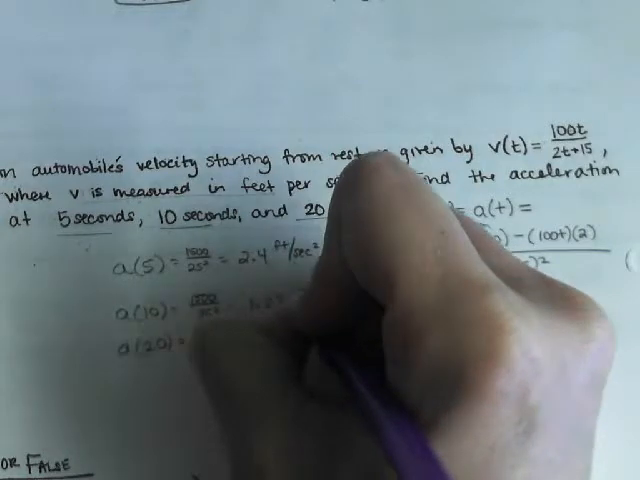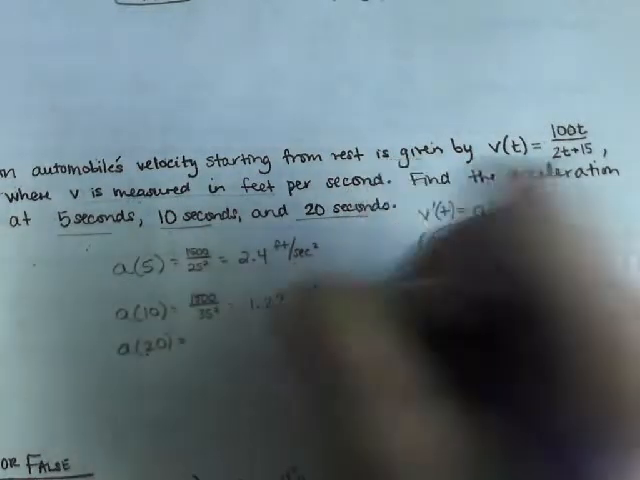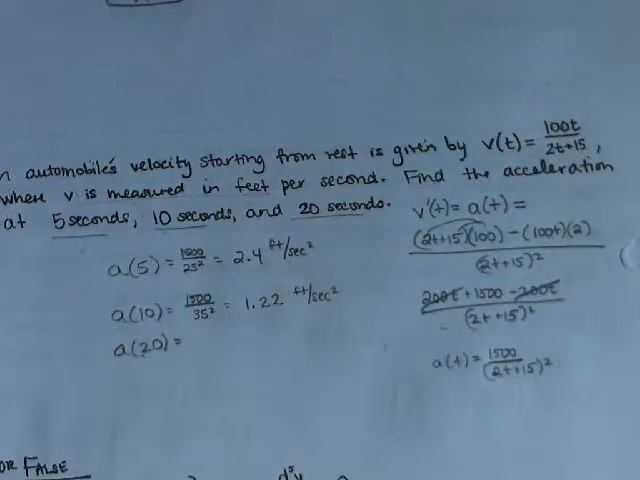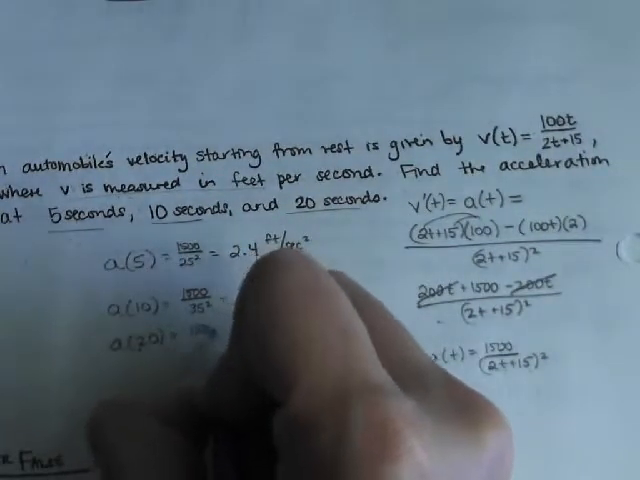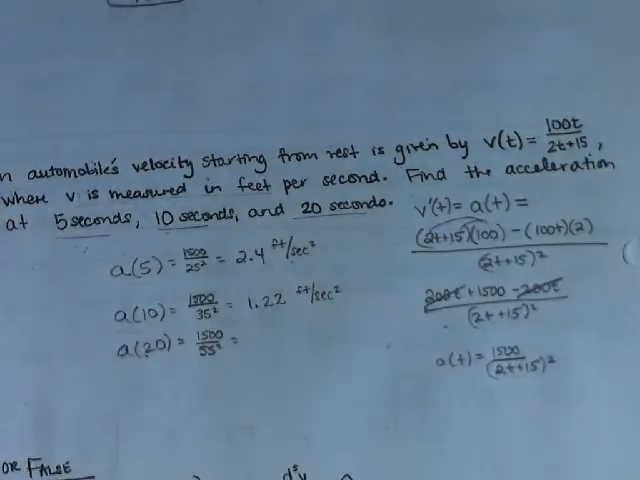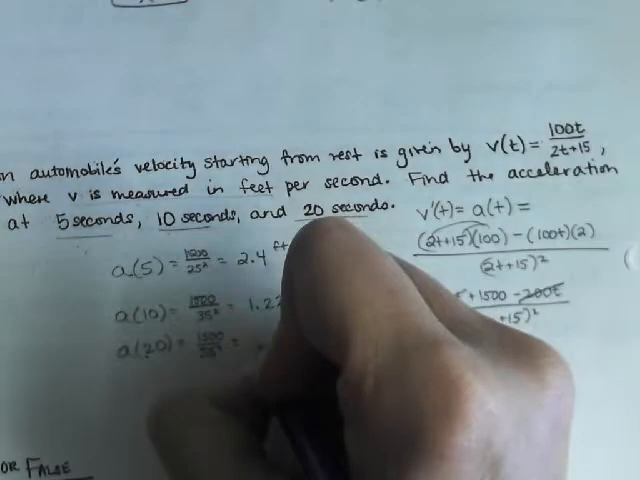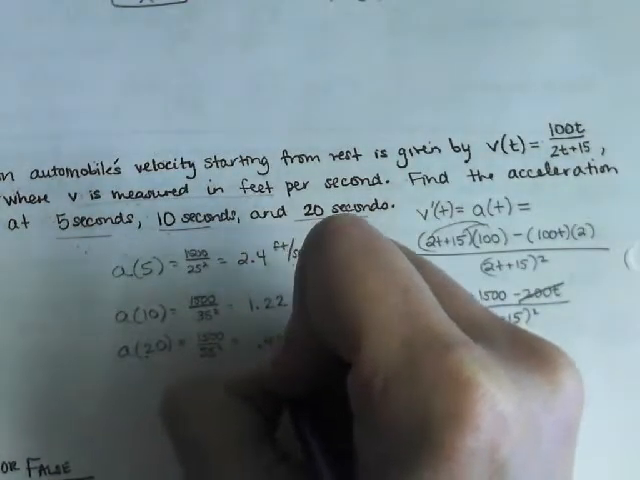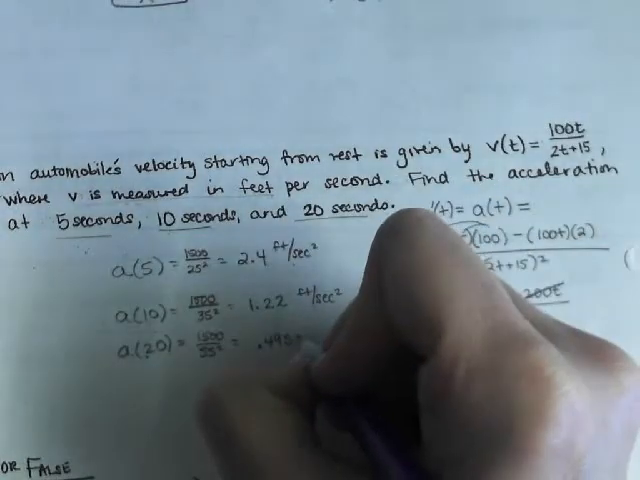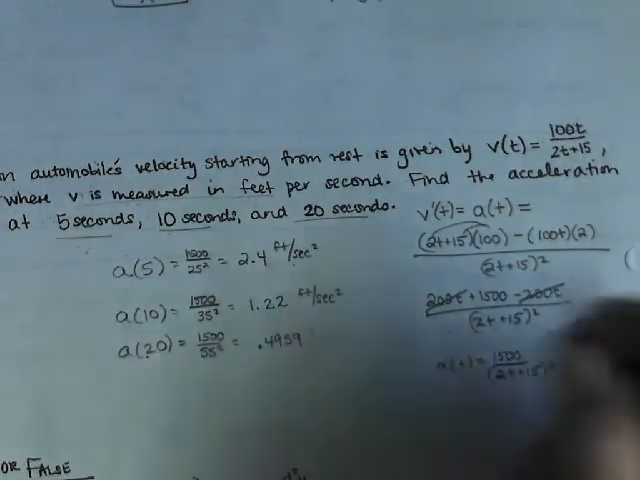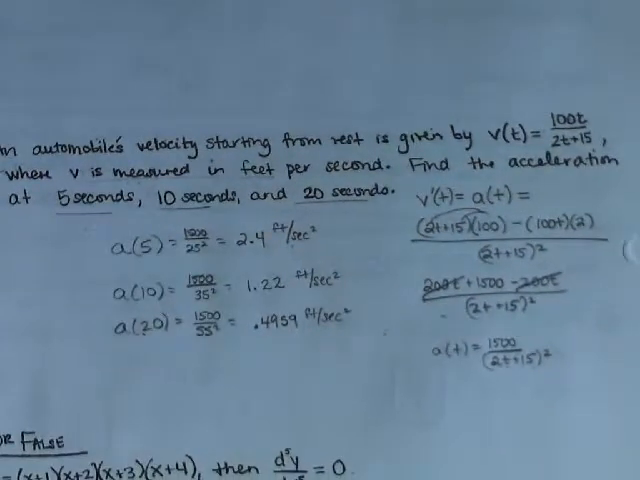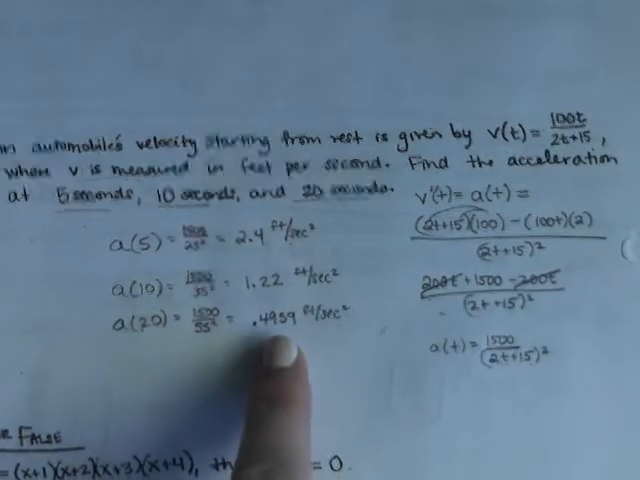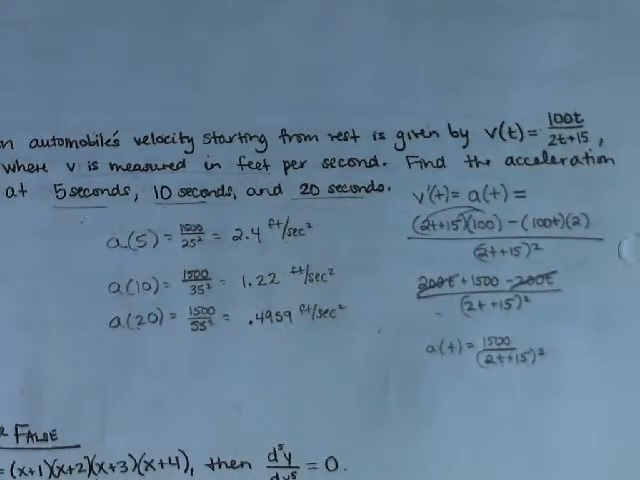And then when we plug in 20, our denominator is going to be 55 squared. 1500 divided by 55 squared. So what's happening to our acceleration? Decreasing. Over time, no, we're still accelerating. Our acceleration is still positive, but it's not accelerating as quickly. Okay? Reaching a maximum speed.